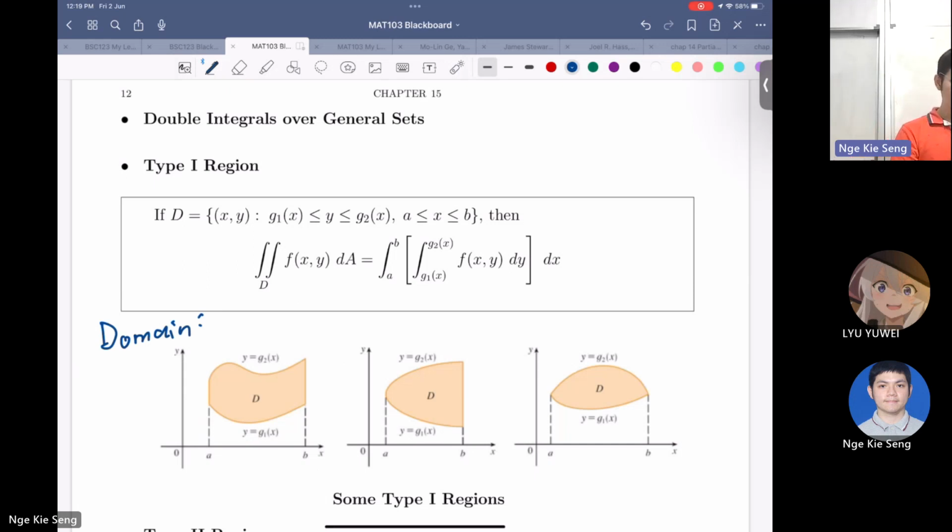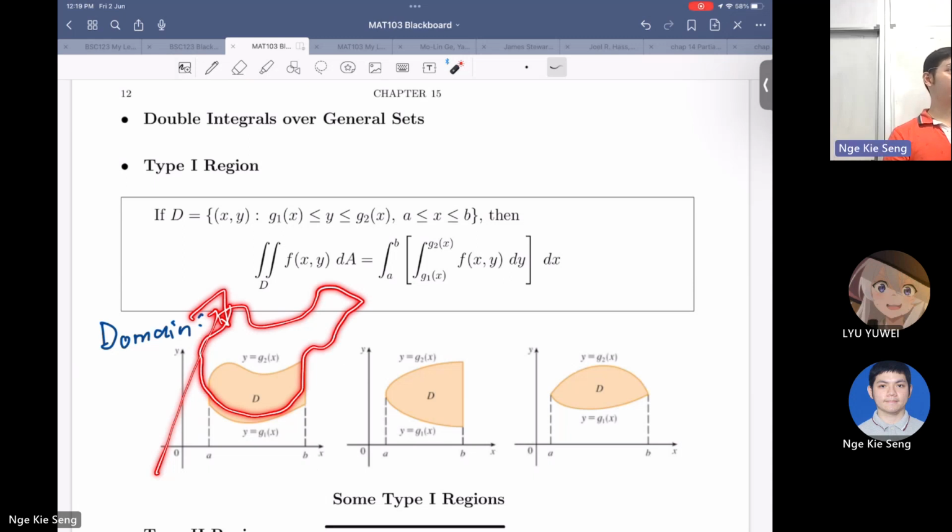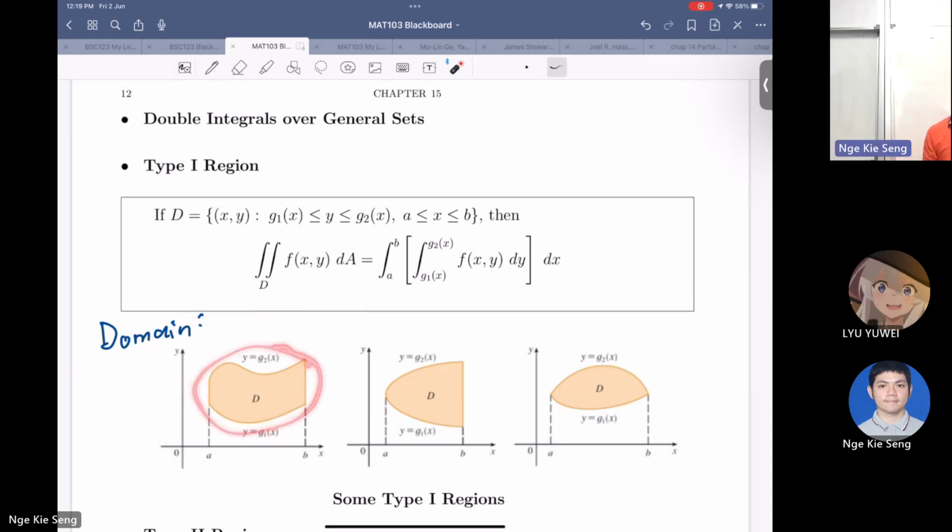If you want to get a volume, you should imagine another axis coming up, something floating above here. So how do we deal with this domain? What we do is integrate from the bottom function to the top function first, over dy, because my y is controlled by x. You see it? You give me an x, I get a different y. So although I'm integrating over y, actually I'm controlled by the x variable.